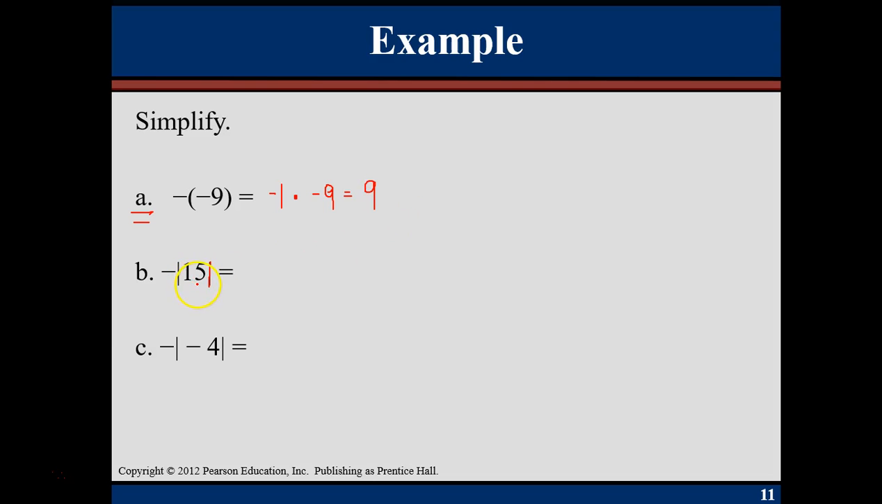The absolute value of 15 is 15. But notice that the negative is on the outside. It is not on the inside, so we'll keep the negative. The absolute value of -4 is 4, but I have another negative on the outside, so we'll be back to the -4. You only ignore the sign on the inside. You don't ignore the signs on the outside.